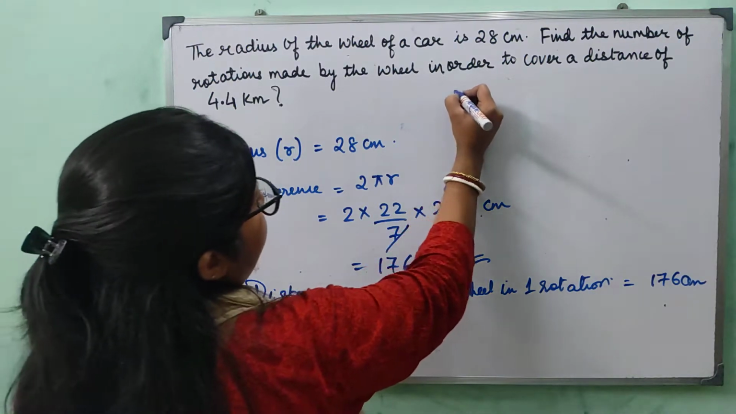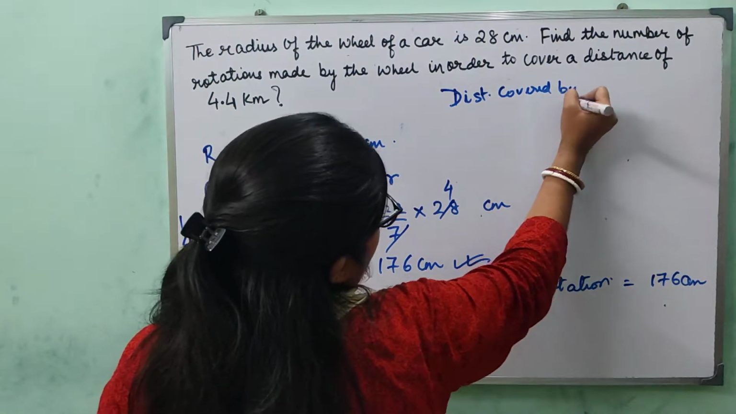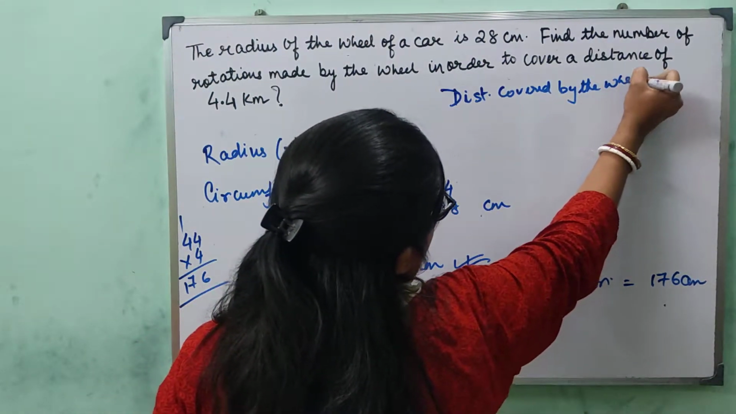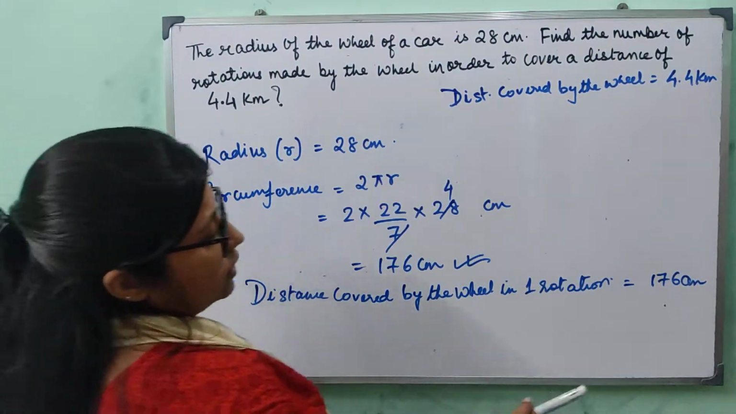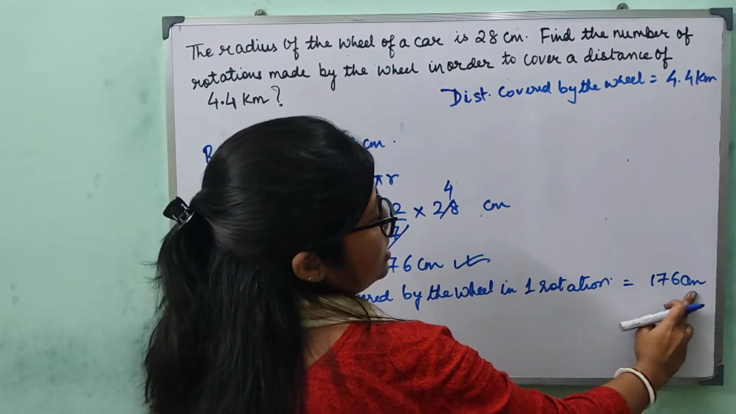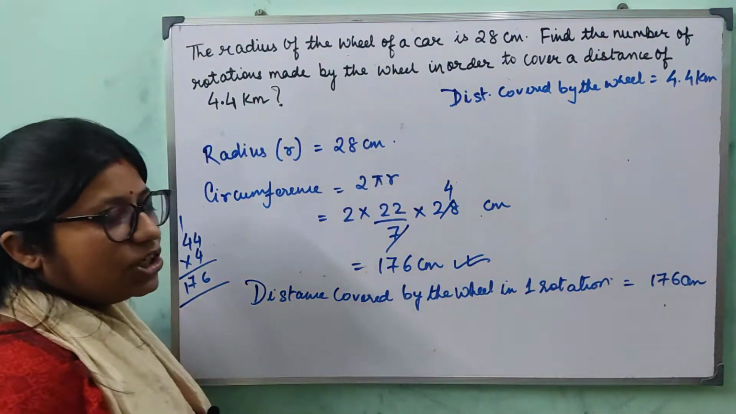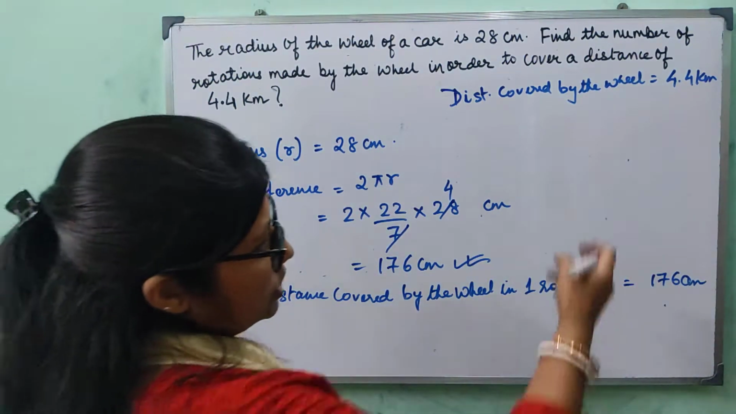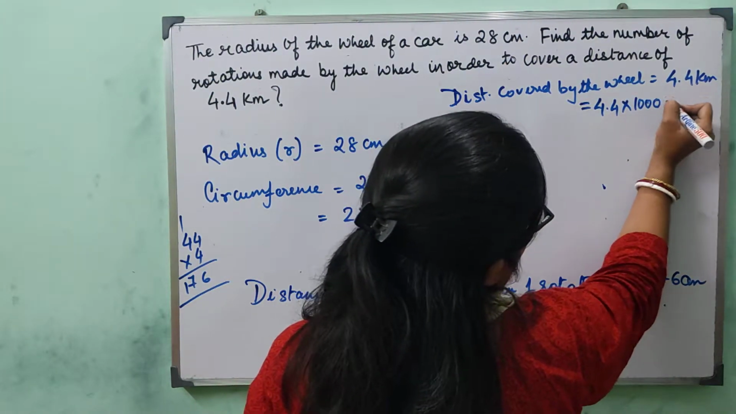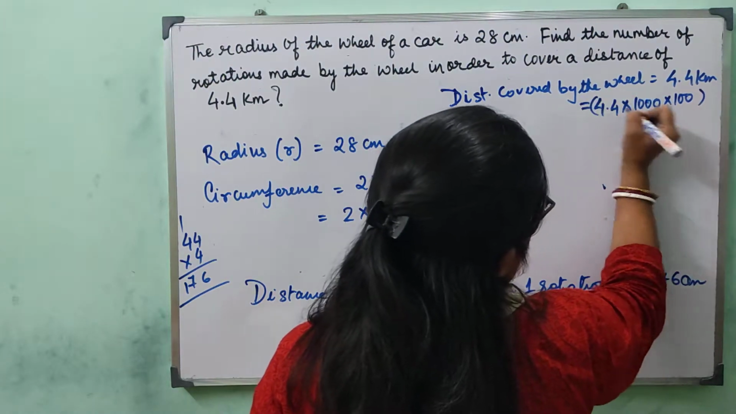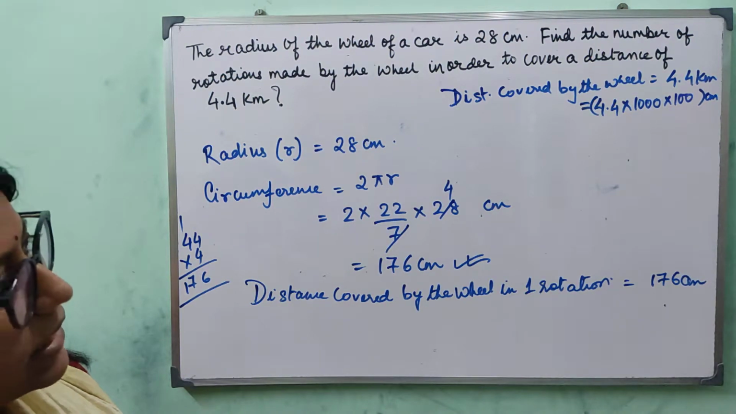So the total distance covered by the wheel is 4.4 kilometer. Be very careful over here. The distance covered in one rotation was 176 centimeter, and here this distance is in kilometer. So we need to change both of them to the same unit. So I'll change this to 4.4 into 1000 into 100 centimeter. I have converted the kilometer to centimeter.